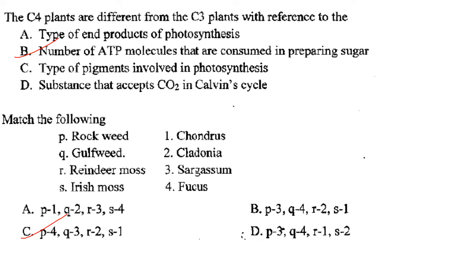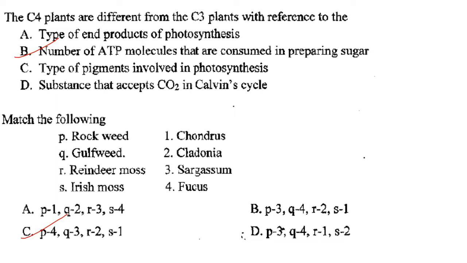So 18 ATP molecules are required by C3 plants for synthesis of 1 molecule of hexose sugar, whereas 30 ATP molecules are required by C4 plants for the same. So the number of ATP molecules that are consumed in preparing sugar. So C4 plants differ from C3 plants with reference to number of ATP molecules that are consumed in preparing sugar.